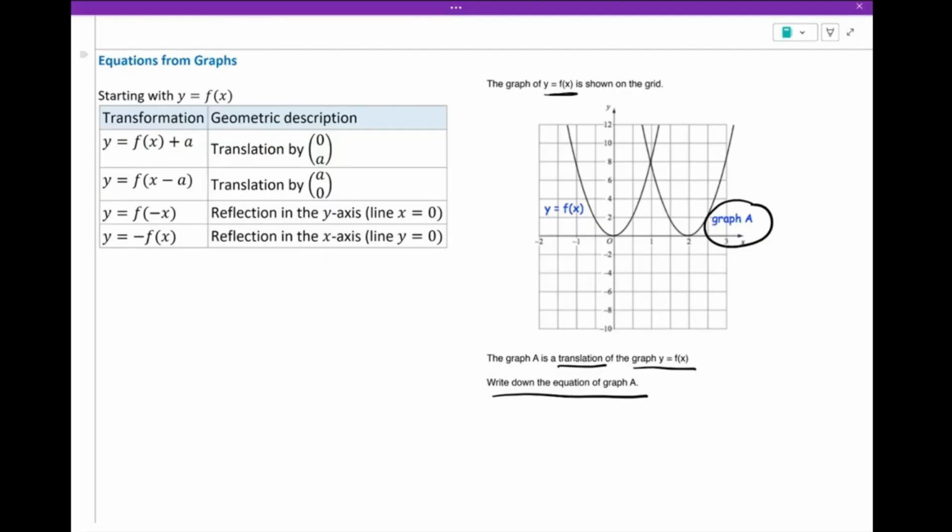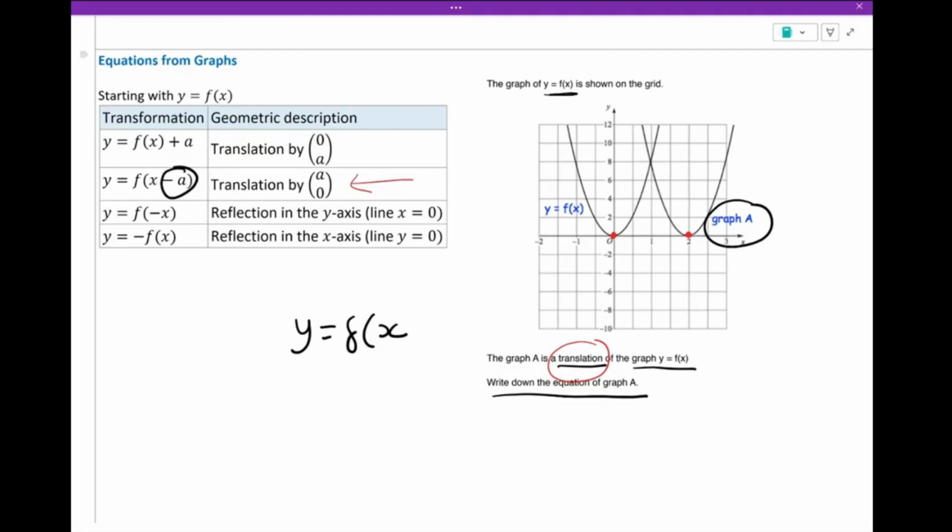What I first need to figure out is exactly what transformation has occurred. We're told it's a translation, so we should be considering the top two parts of my table. Given that we have a quadratic looking shape, let's investigate the turning point. The turning point here has an x coordinate of 0, whereas the turning point over here has an x coordinate of 2. It's pretty clear that the curve has been shifted to the right. It's a horizontal translation, so we should be considering the second one. So the equation is going to be y equals f of x subtract a. We just need to figure out what we're going to write here.